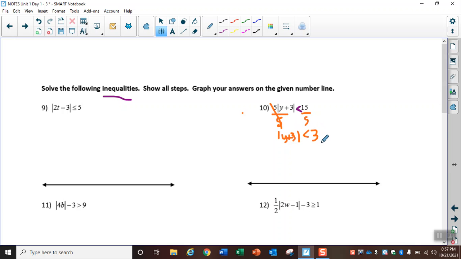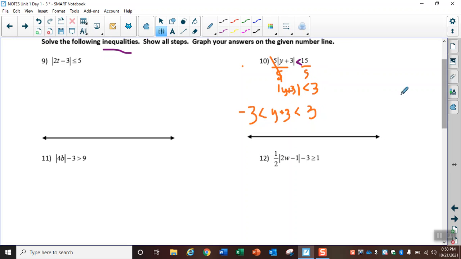So if it's less than, I'm going to nest it in between the negative 3, less than, take what's inside here, y plus 3, less than positive 3. All right, so like with the equals, right, you had the negative 3, positive 3. And then now I'm going to get rid of this guy, so I'm going to minus 3 all the way across. So negative 3, that's negative 6, is less than y, which is less than 0.